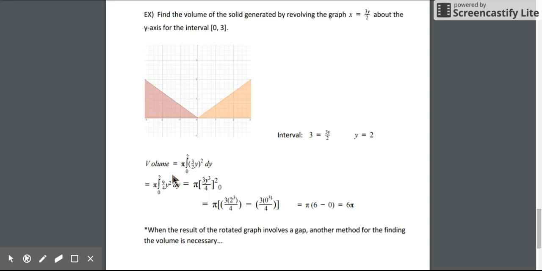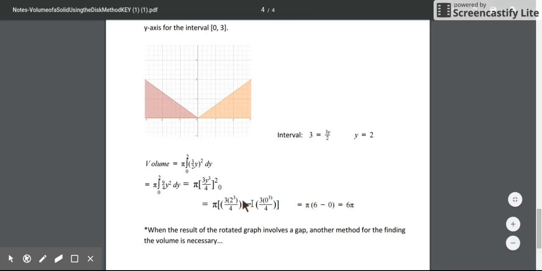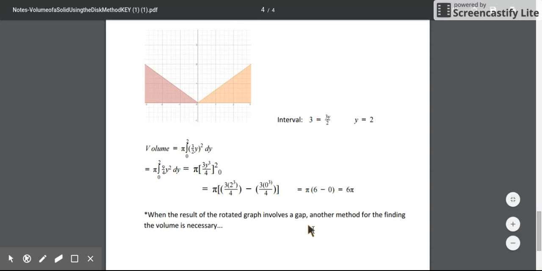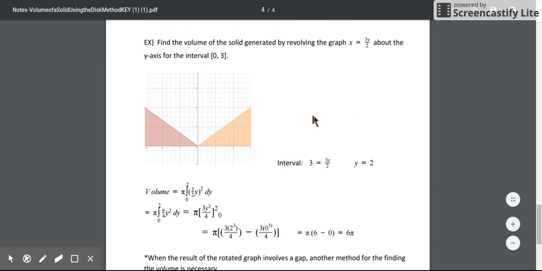So squaring this function, we get 9/4 y squared. Find the antiderivative of that, and we get 3/4 y cubed. We'll evaluate it at 2. We'll evaluate it at 0. Subtract those two values. We get 6, and multiply by pi for your last step. So the approximate area is 6 pi, but we'll learn in the next video that if we use a different method called the washer method, we'll actually get a much more accurate answer. But there's an example of rotating about the y-axis. Everything's the same, just in terms of y.